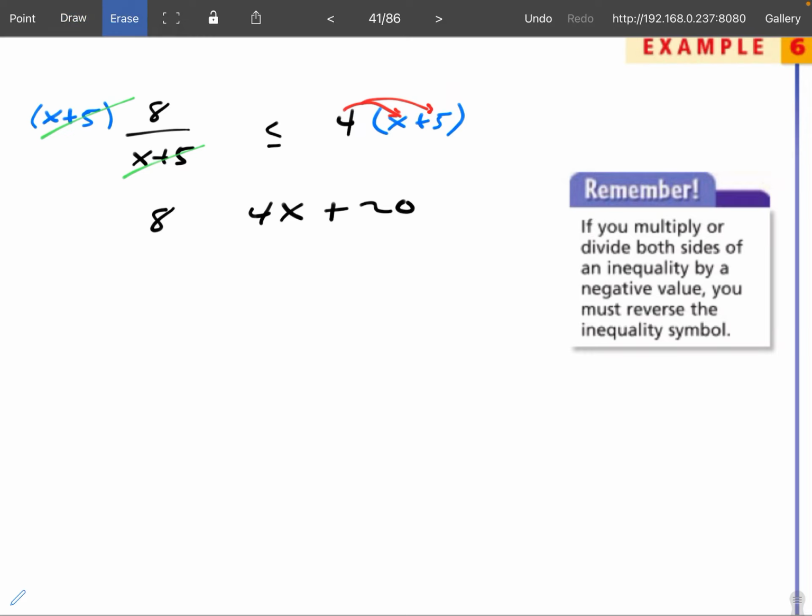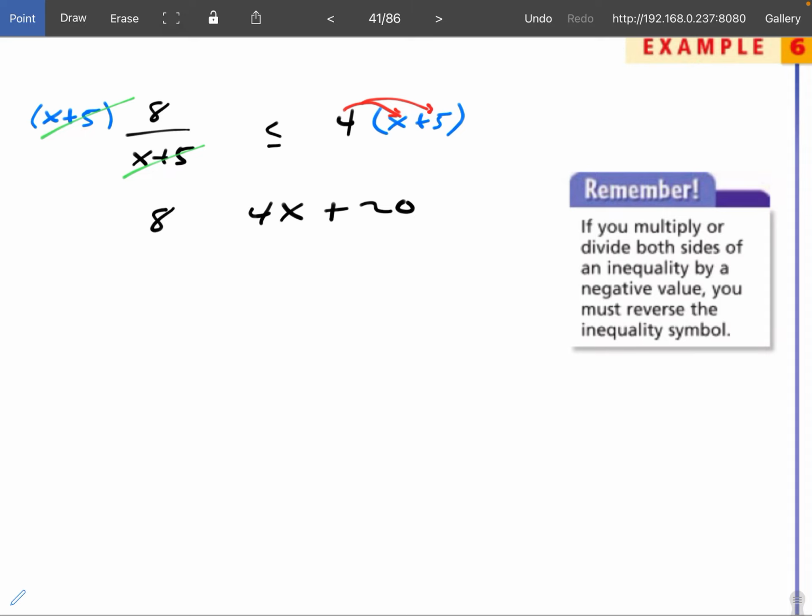Actually, I should have left this out of here for a second just to discuss it. Take that out of there. I multiply both sides by x plus 5, right? How do I know whether that's positive or negative or not? Because if this quantity x plus 5 is positive, I would leave the sign as it is, right? The inequality symbol would stay as a less than or equal to.